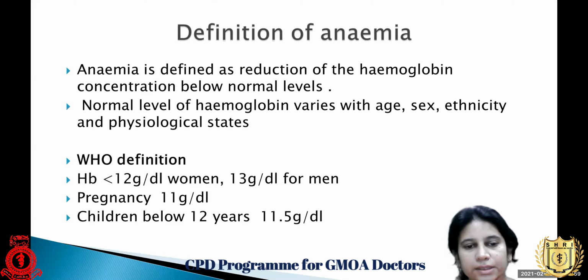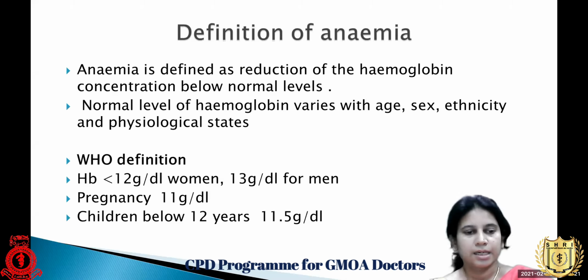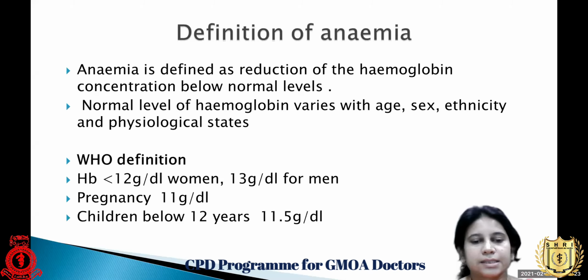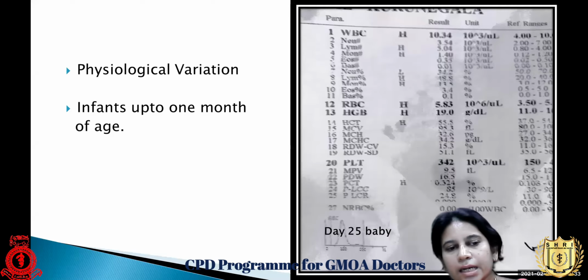So that we have to be strict with our values. And in pregnancy, the hemoglobin level goes further down, and 11 grams per deciliter is the cutoff value. But keep in mind, in the last trimester, sometimes we go down to 10.5 grams per deciliter. And for children below 11 to 12 years, it's 11.5, but there is a whole lot of variation according to the age group.